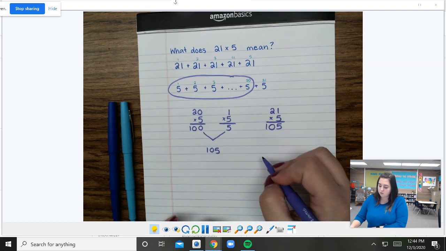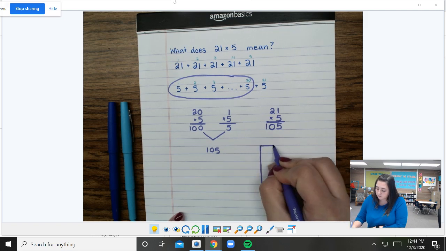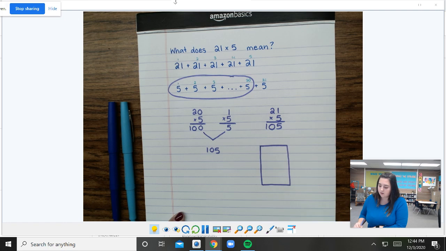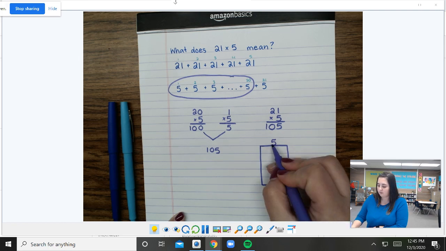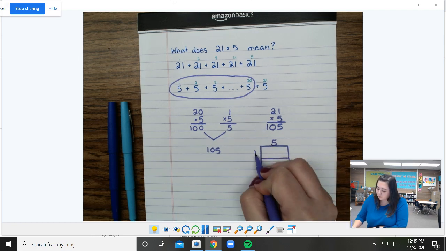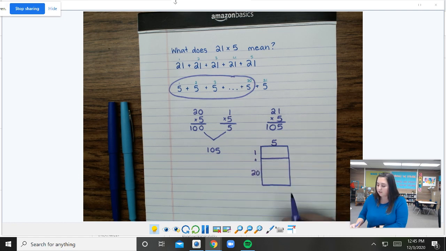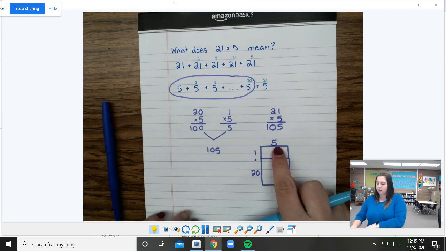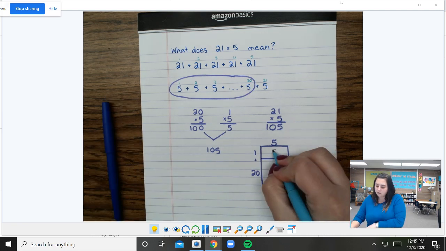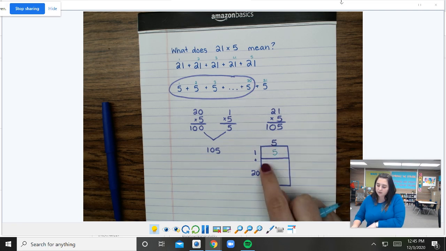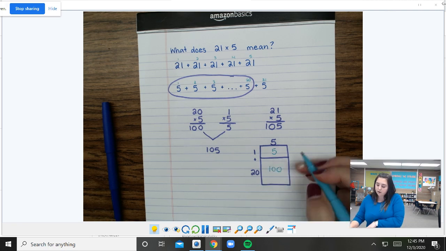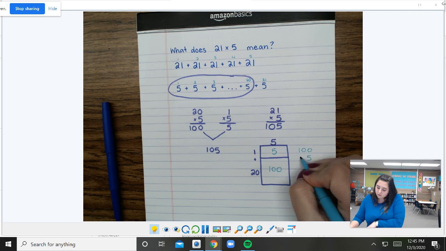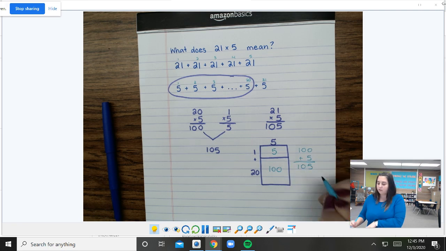Another way you solved last year was using an area problem like this. So I'm going to put my 5 here, and then I'm going to split this up. Here's going to be my 1, and here's my 20s, because 20 plus 1 is 21. Then we solve for that inside. 5 times 1 is 5, and 5 times 20 is 100. Together, 100 plus 5 is 105.